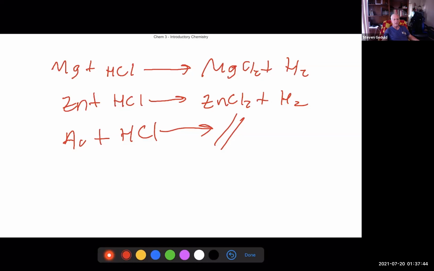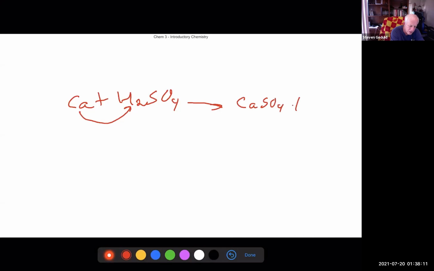So let's take some metals that will react and let's show you what they do. Let's say we react calcium with sulfuric acid. Okay. What's that going to form? Remember the positives replace that. So you get calcium sulfate plus hydrogen, H2 gas.